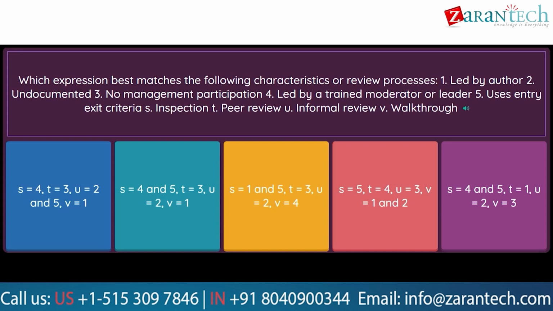V walkthrough. Option 1 S equals 4, T equals 3, U equals 2 and 5, V equals 1. Option 2 S equals 4 and 5, T equals 3, U equals 2, V equals 1. Option 3 S equals 1 and 5, T equals 3, U equals 2, V equals 4.